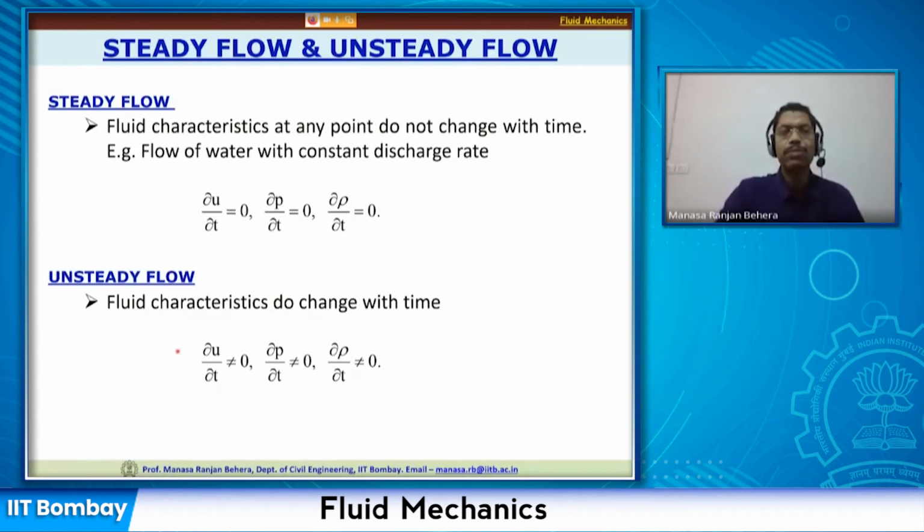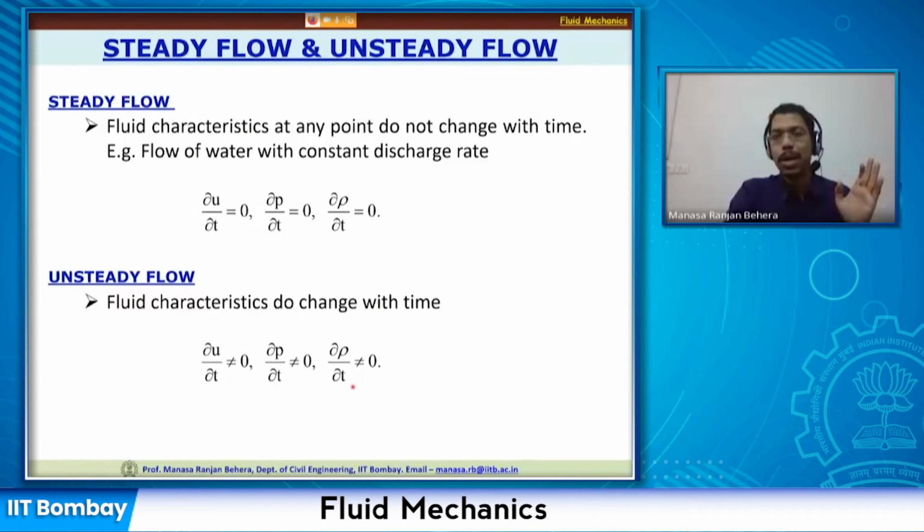At the same time, if we have unsteady flow, the fluid characteristics do change with time. So it is not equal to 0. You cannot take it as 0. So dou u by dou t, dou p by dou t, dou rho by dou t are not equal to 0. The difference between steady and unsteady flow is with respect to time. If the property changes, it is unsteady. If it doesn't change, it is steady.